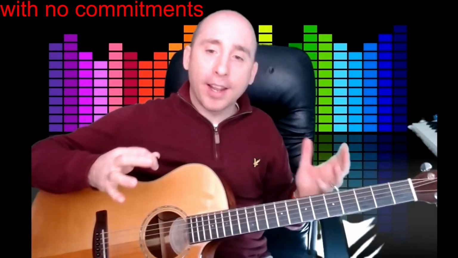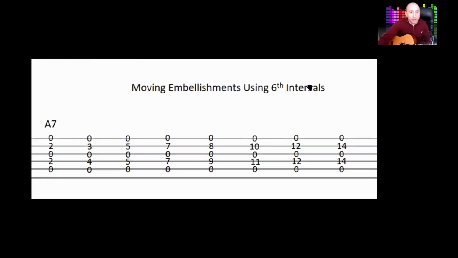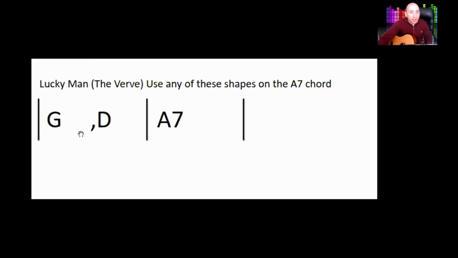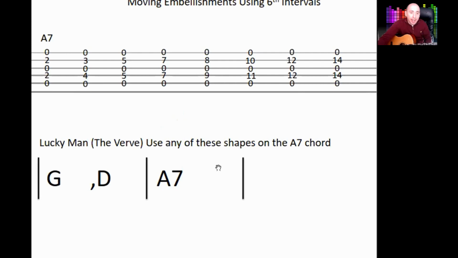Okay, so how to put that in the sequence. I'll show you a sequence that I'm going to use, Lucky Man, which is down here. So you got G for 2 beats, 1, 2, and then D for 2 beats, 1, 2, and then you got this A7 chord for 4, 1, 2, 3, 4. Now within that A7 chord, you can go to any of them shapes. You can go to that shape for the full bar, or you could go to numerous shapes in there. Literally, you can do any of these shapes at any time during that A7 there.